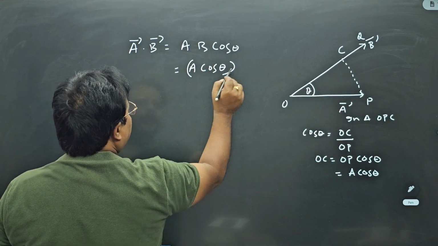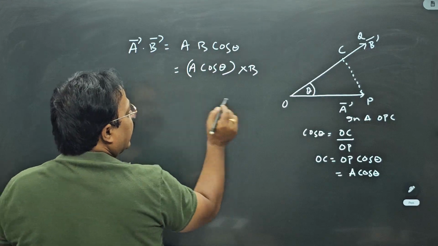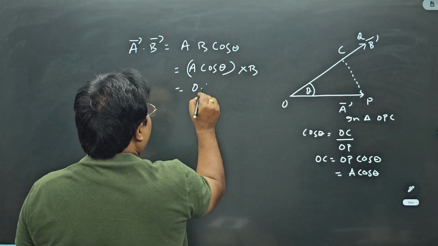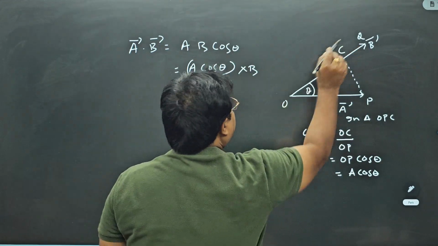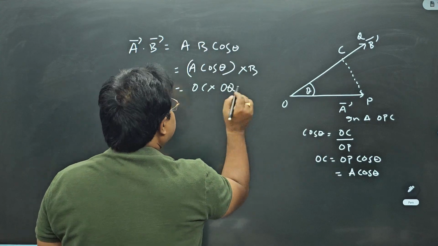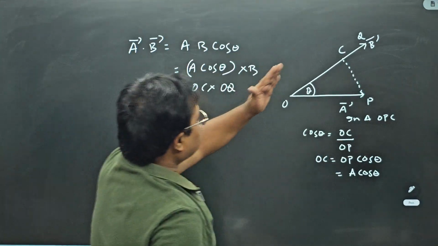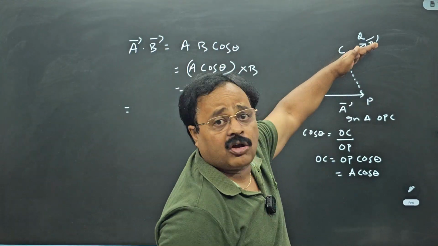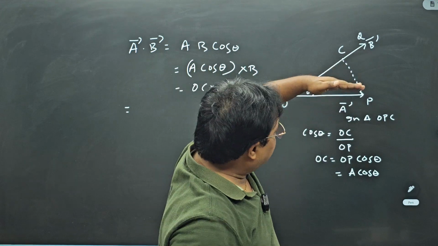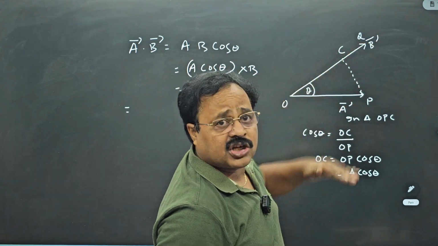A cos theta into B. What is A cos theta? A cos theta is OC. What is the magnitude of B vector? It is equal to OQ. It means I can write OC as the projection of A vector on B vector, or we can say the magnitude of A vector in the direction of B vector.